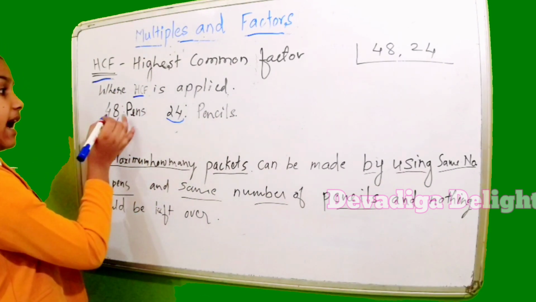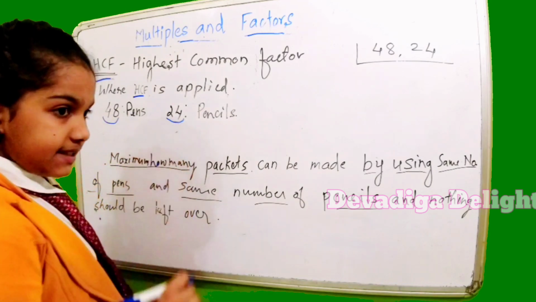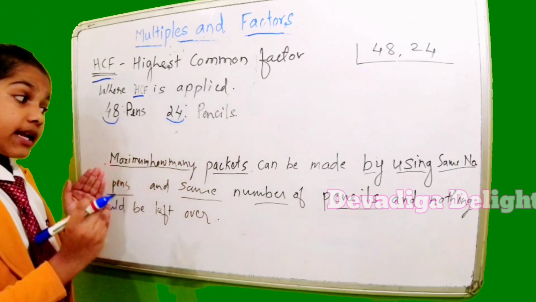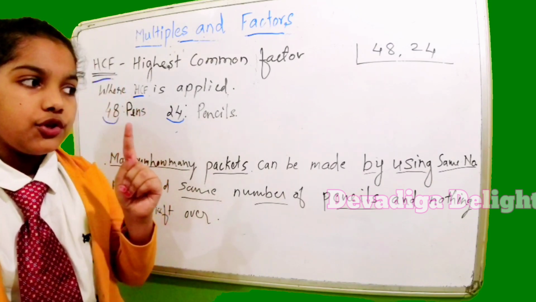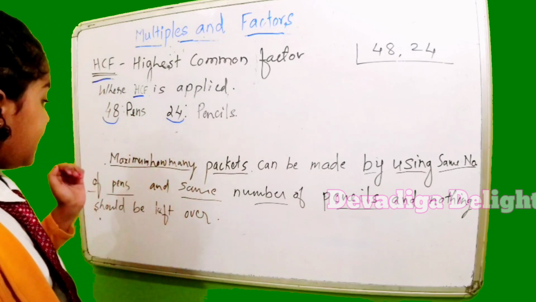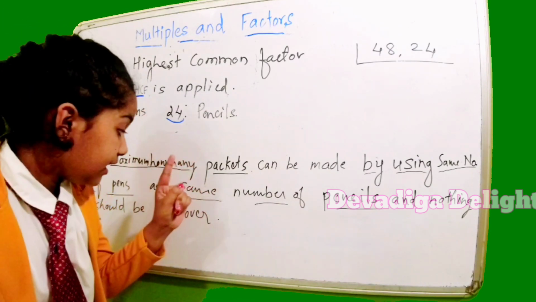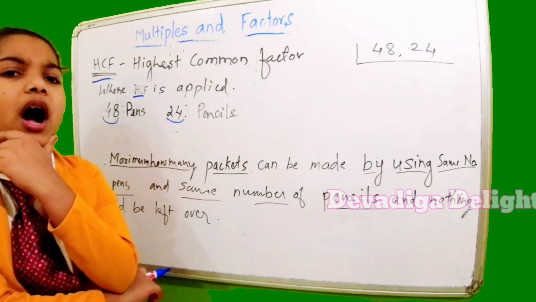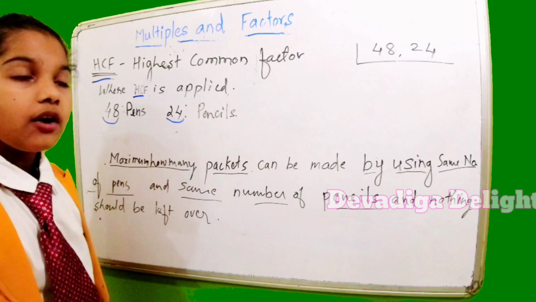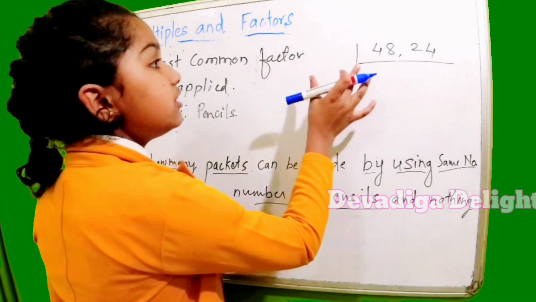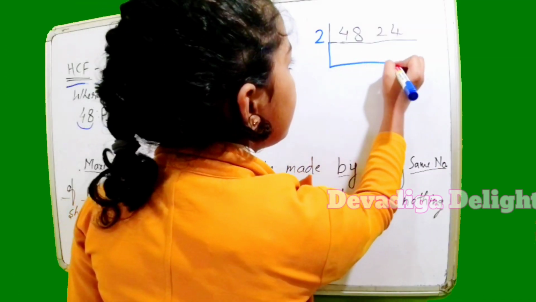Just think that a man gives you 48 pens and 24 pencils. They ask you to make the maximum number of packets, but you should use the same number of pens and the same number of pencils, and nothing should be left over. So how will you find out? In that case we will use HCF. So let us do HCF and find out.